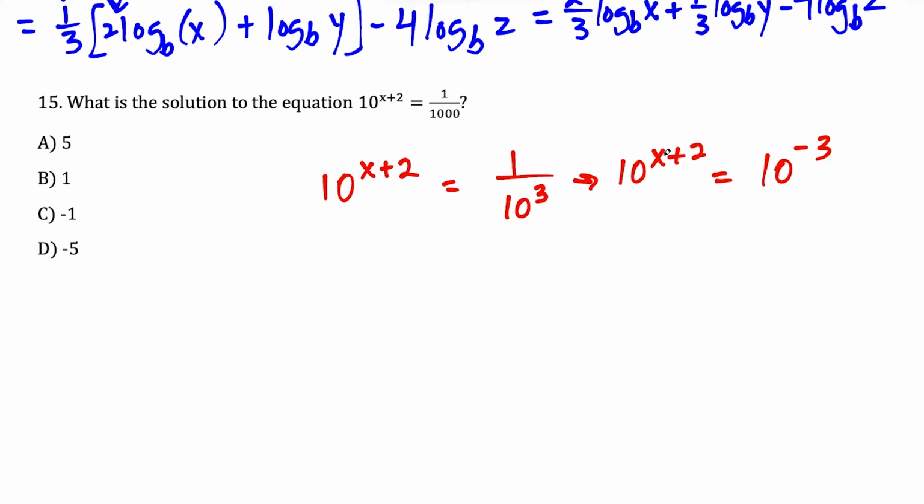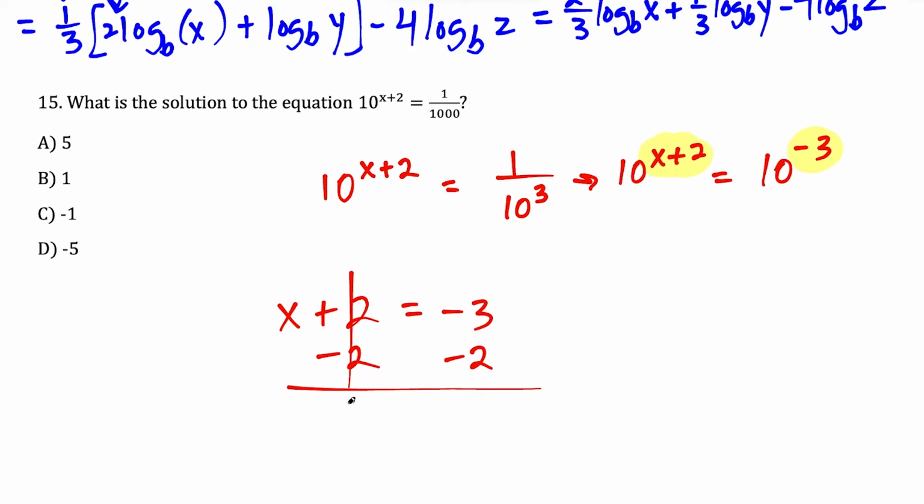So now what we have is an equation where the bases are the same on the left and right side. So all we have to do is set the exponents equal to each other. So we're going to set x plus 2 equal to negative 3. And now we just do a little algebra here. We subtract 2 on both sides, and this gives us x equals negative 5. So choice D is our answer.